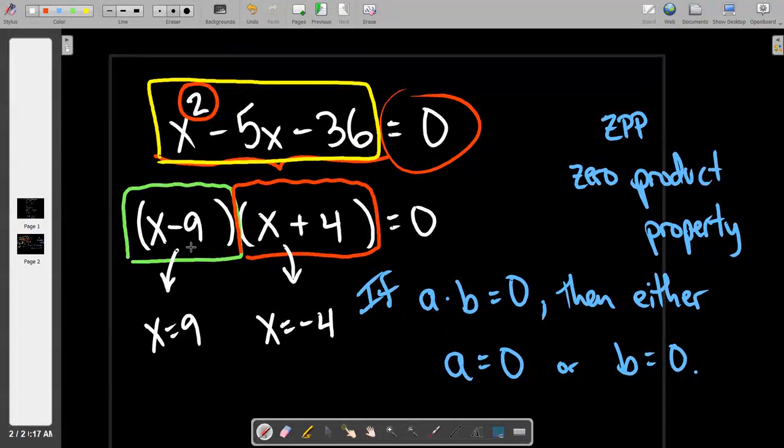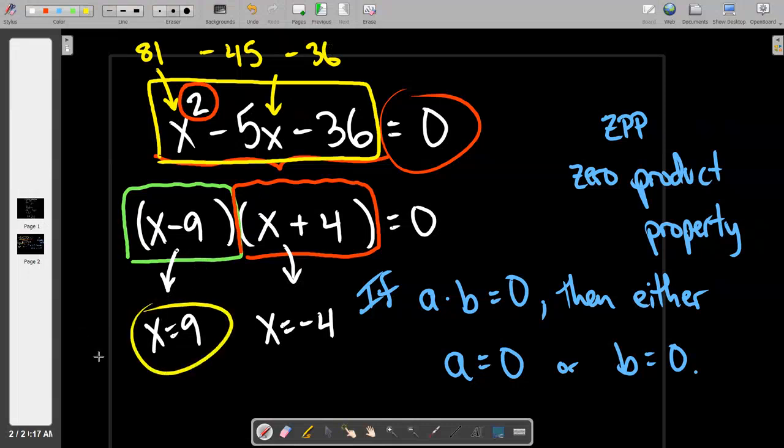If I take 9 and I put it right here and right here, I'll use yellow arrows. I need your help with some basic math. I'm terrible with my times tables. What's 9 squared? What's 5 times 9? So 81 minus 45 minus 36. What's 81 minus 45? 36 minus 36? 0. Jackpot.